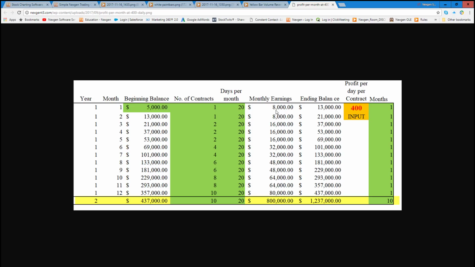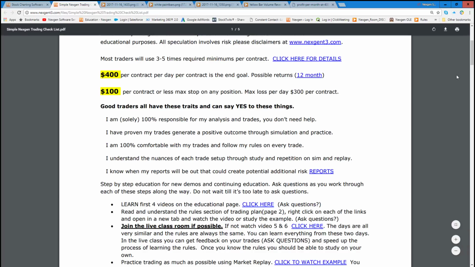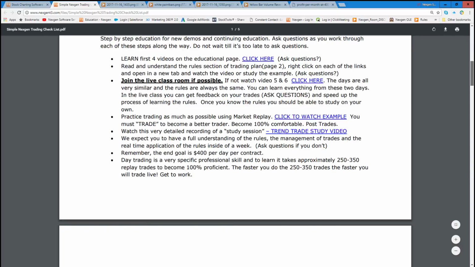Once you can do this consistently on one market, then you can work your way into more contracts. And obviously, if you're trading two contracts and making 400 a day, you're going to make more money. If you make 400 a day and you trade 10 contracts, over the course of 20 trading days, you're going to make $80,000. Again, I don't want you to get too far ahead, because before you ever trade any live money, you've got to really go through our plan, and you've got to perfect these things.